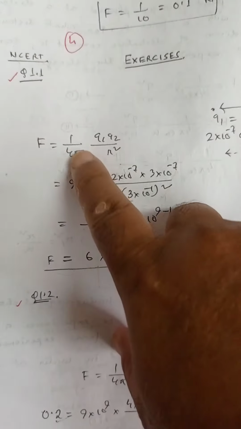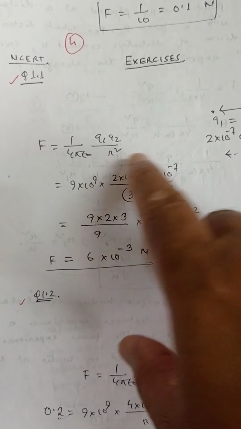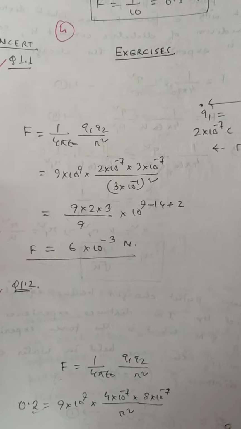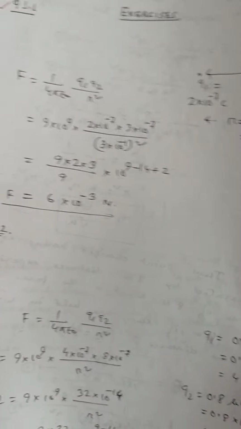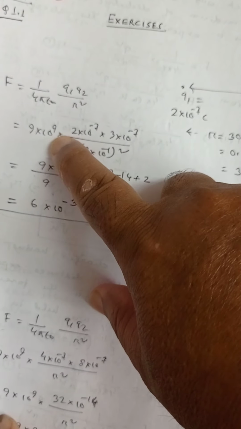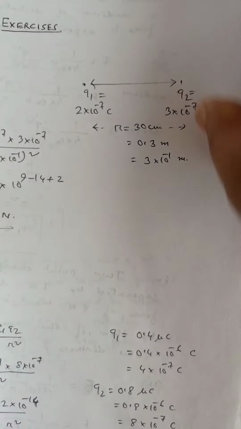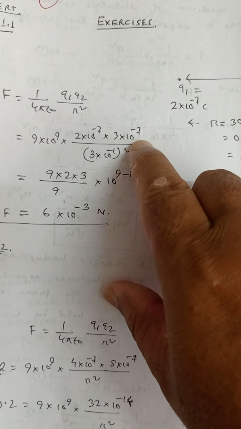So under that assumption, we are applying Coulomb's law. What is Coulomb's law? F is equal to 1 by 4 pi epsilon 0 q1 q2 by r square, because the medium is air medium, so the dielectric constant is approximately 1. So 1 by 4 pi epsilon 0 means 9 into 10 to the power 9. q1 is 2 into 10 to the minus 7 and q2 is 3 into 10 to the minus 7.